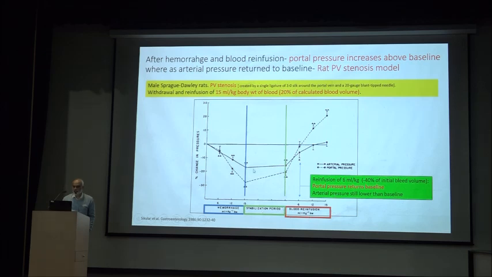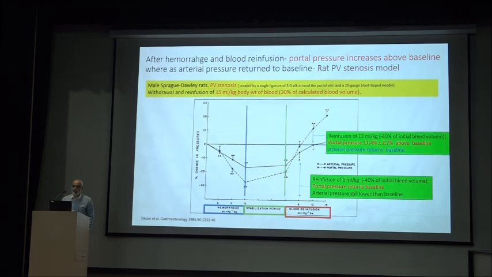So if you look at this line, reinfusion of 6 ml per kg, that is 40% of the initial blood volume, then what happens is this dashed line is portal pressure and this line is the blood pressure. So at 40% of the blood volume reinfusion, portal pressure has almost returned to normal and arterial pressure is somewhat lower than the normal.